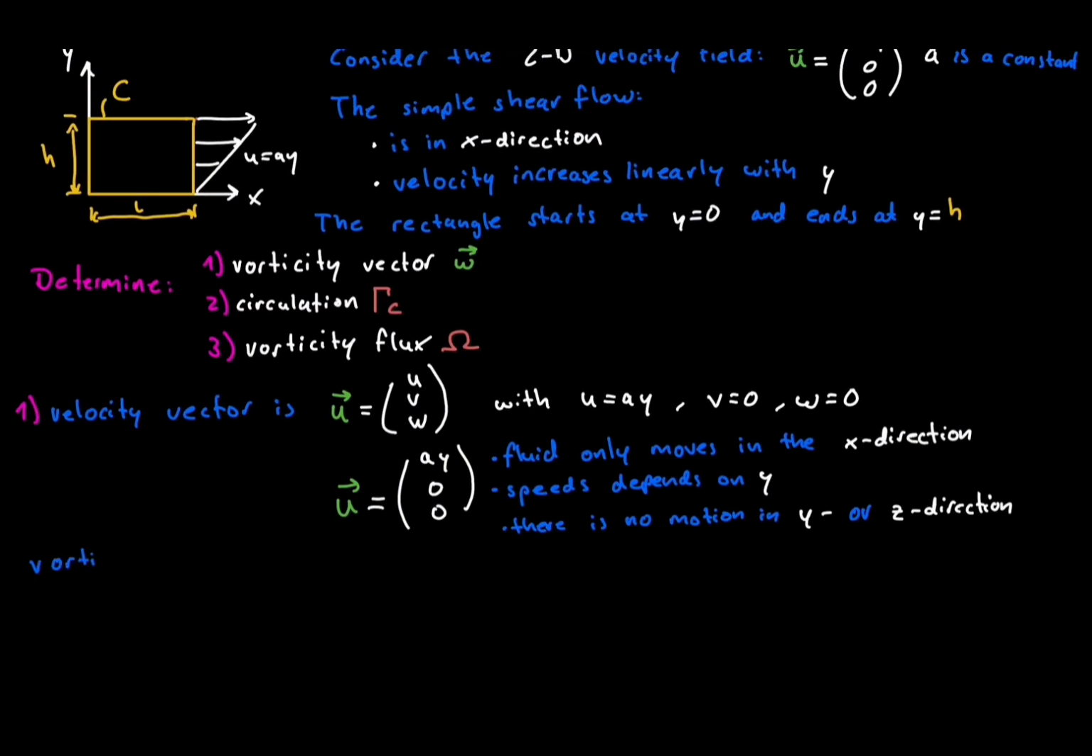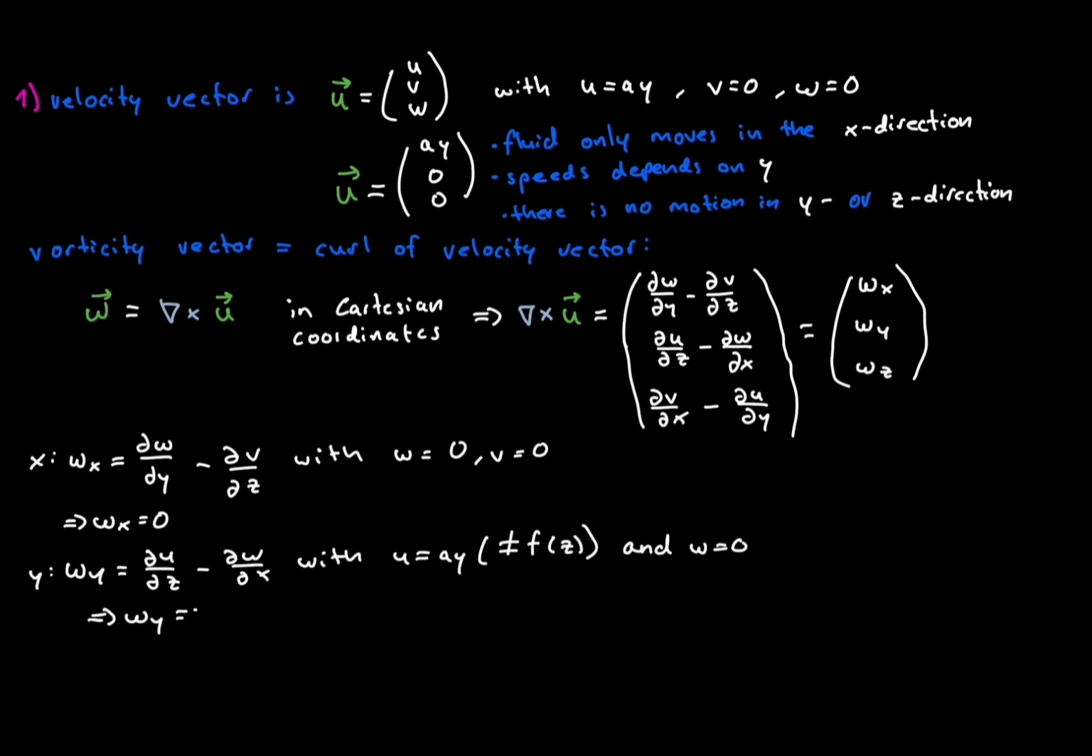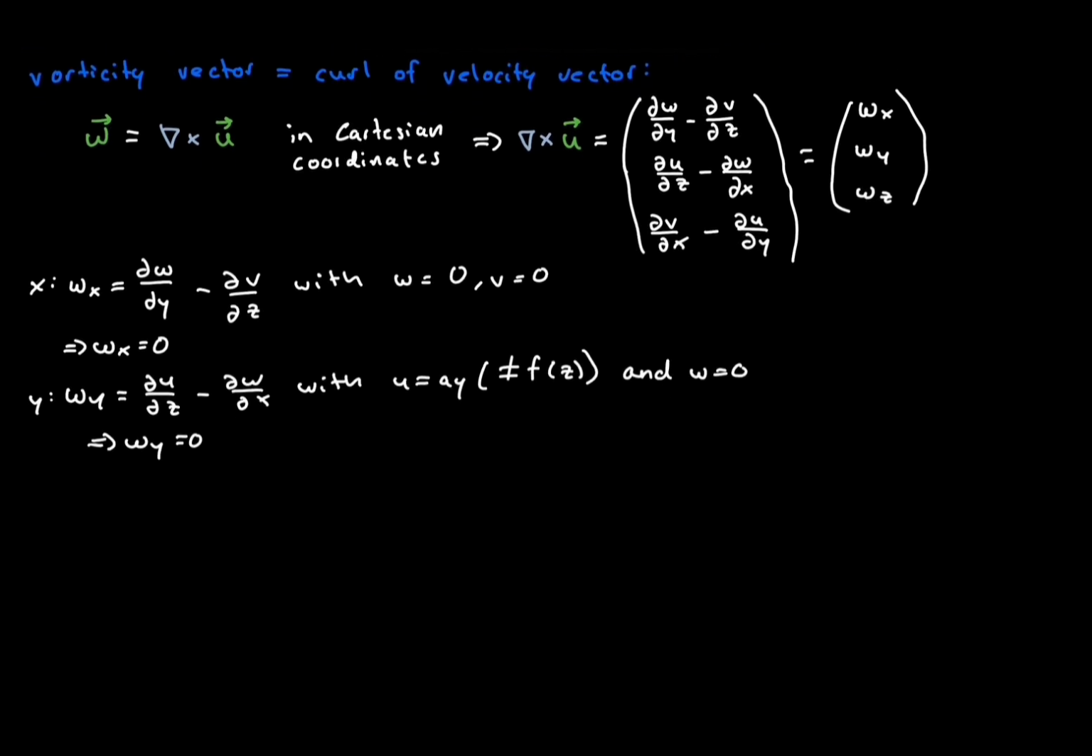Now let us compute the vorticity. Vorticity is the curl of the velocity field. Since the flow is two-dimensional and there is only an x velocity that changes with y, only the z component of vorticity can be non-zero. That z component is equal to the derivative of the y velocity with respect to x, minus the derivative of the x velocity with respect to y.